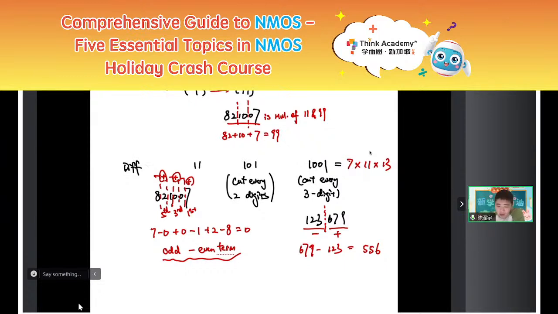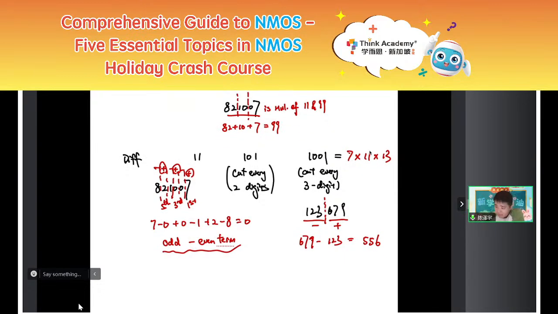Now you're dealing with a much smaller number, right? Instead of a 6-digit number, now you're dealing with a 3-digit number. So if you want to check whether it's a multiple of 7, just use 556 divided by 7, and you will get 79 remainder 3. All right. So that's why we can conclude this 123679 is not a multiple of 7.